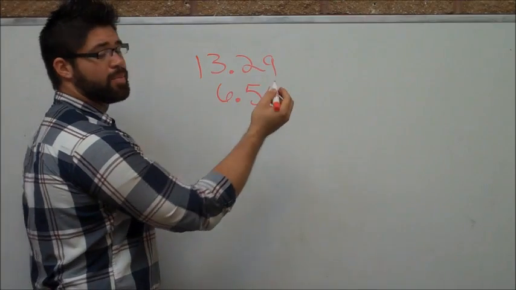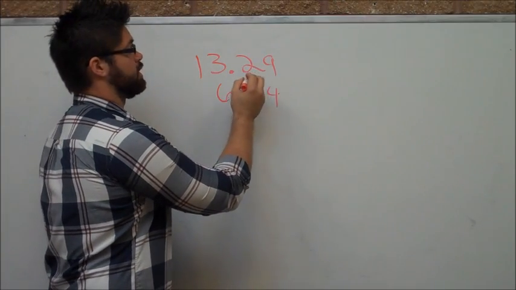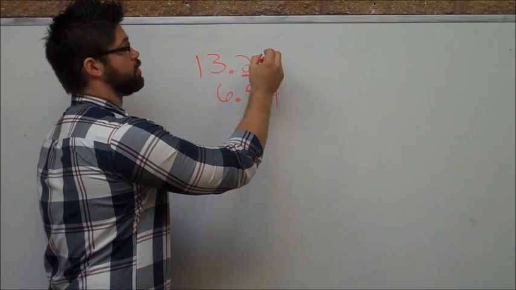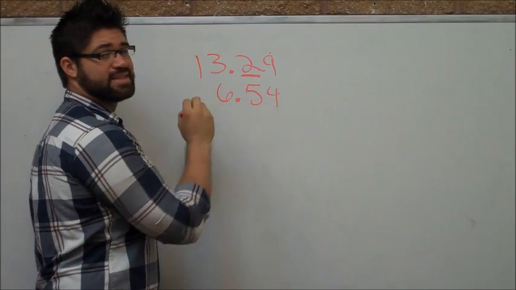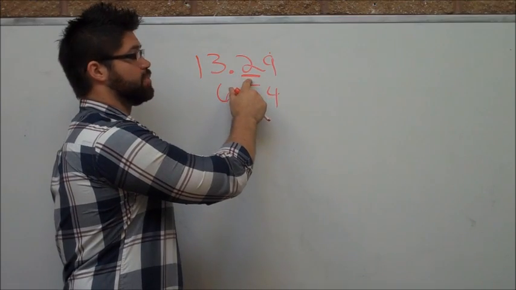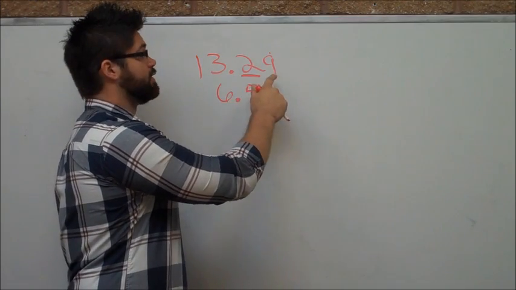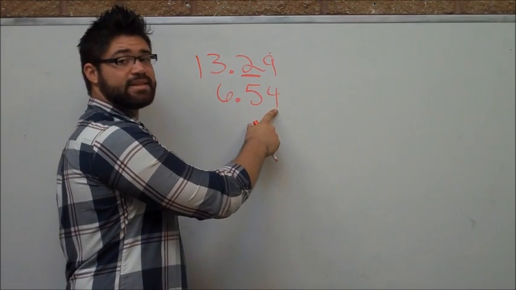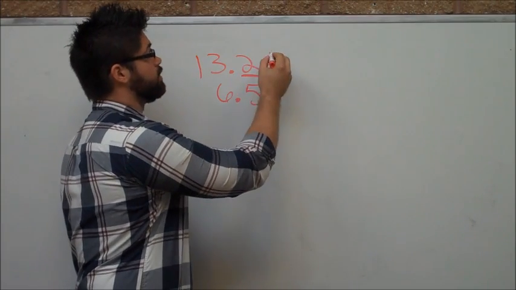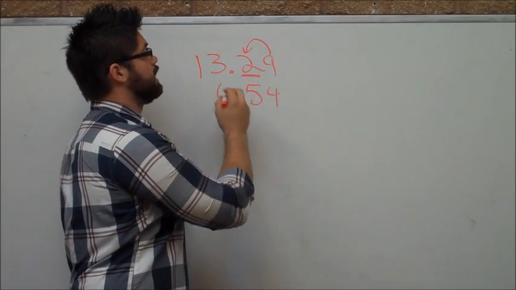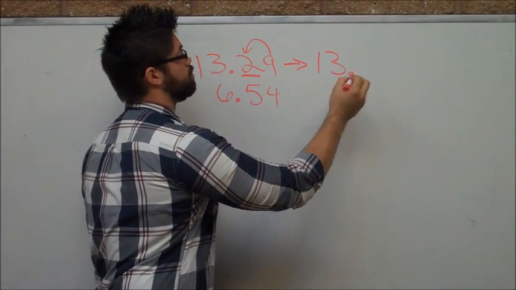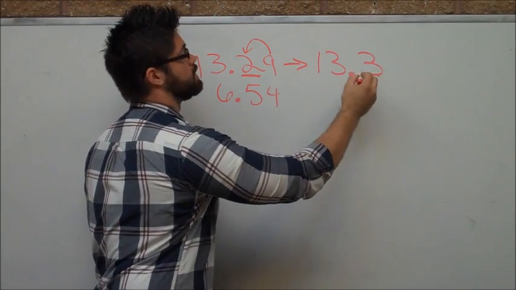So to remember, to round, I'm going to look at the place value that I'm looking at. I'm looking at the tenths, and I look at the digit to the right. Depending on this digit, if it's greater than 5, then the digit in the place value will go up 1. Or if it's less than 5, it's going to stay the same. So is 9 greater than or less than 5? Well, 9 is greater than. So because of this 9, I know that 13.29 rounds to 13.3.